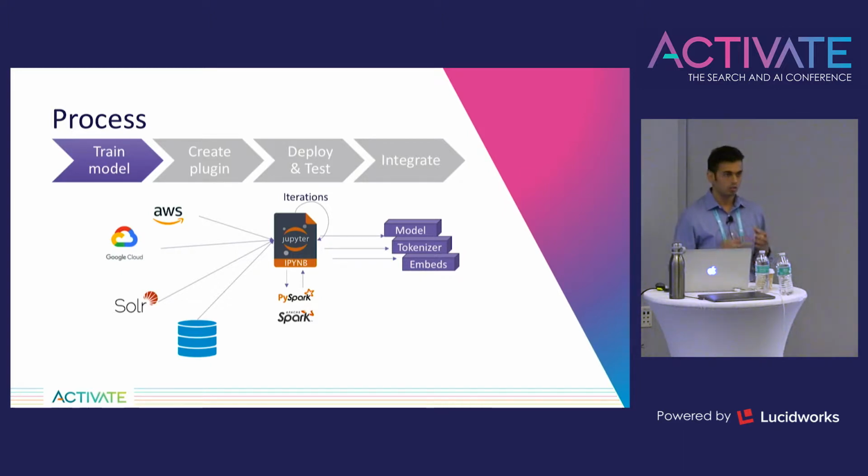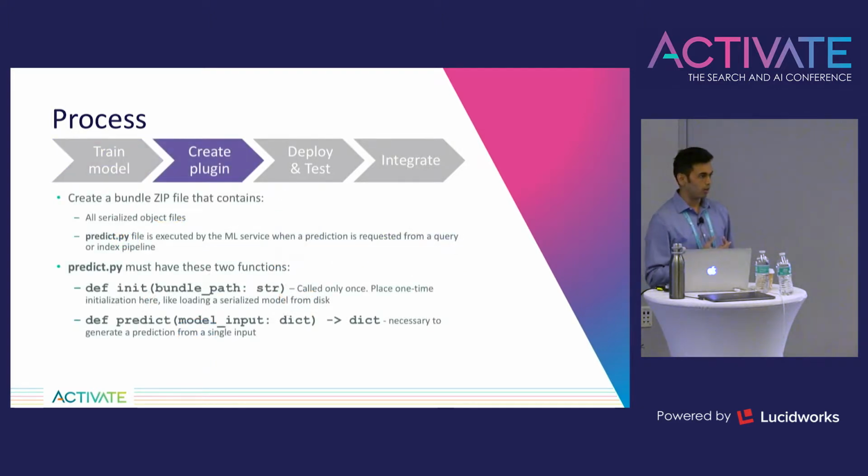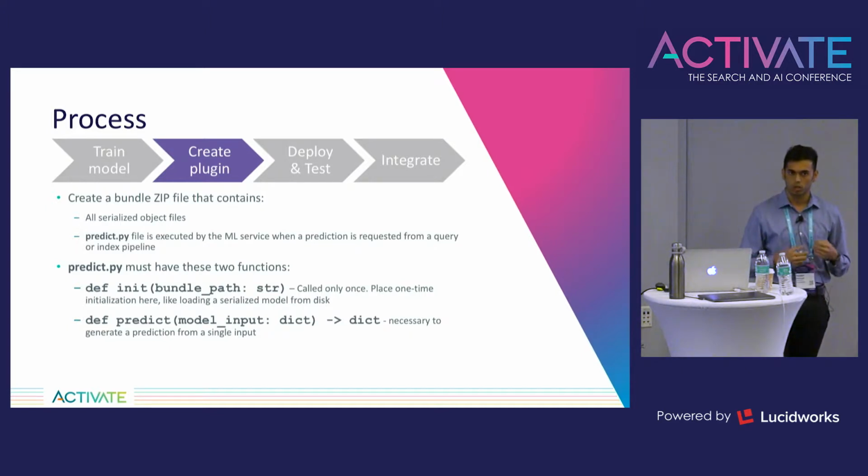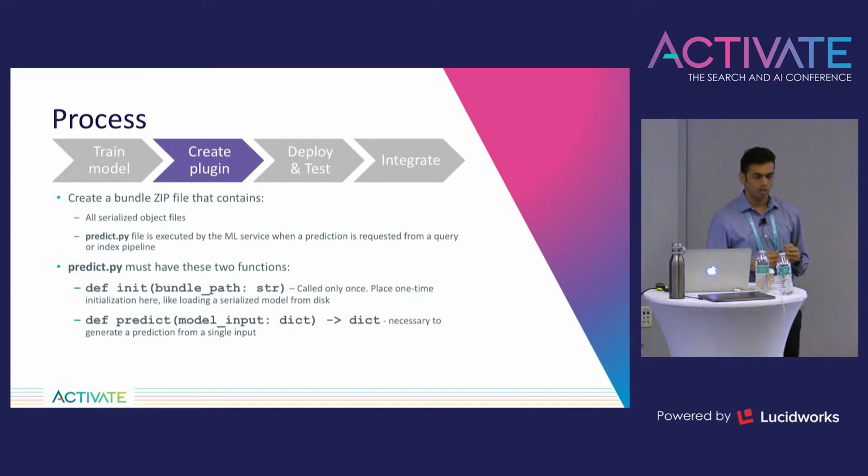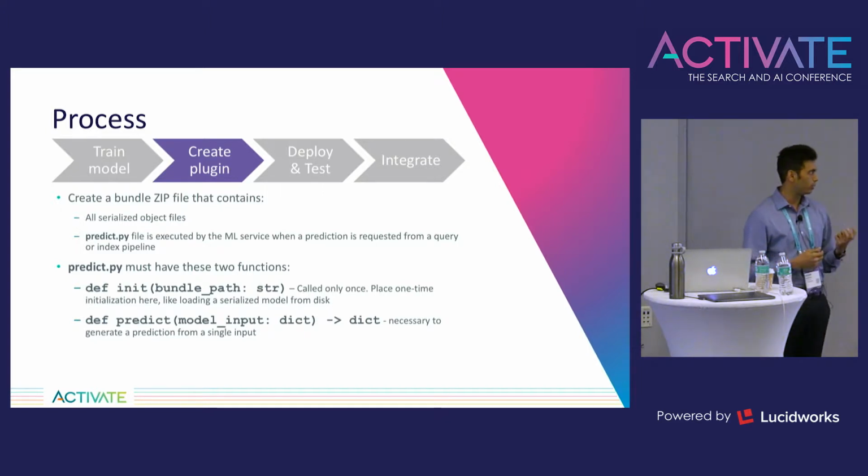And once you have a good version of the model, you're satisfied, what you have to do is just serialize those objects and bring them to the disk. Typically, if you're training a deep learning model, it's going to be a model. There will be a tokenizer. And then if you're using some pre-trained embeddings, you'll also want to export them. Once you have those things exported out, all you have to do is create a bundle file or a zip file. And what it should contain is all your serialized object files that are required for the model to give predictions, your custom code, and then a special file called predict.py.